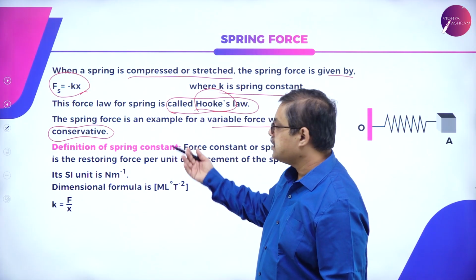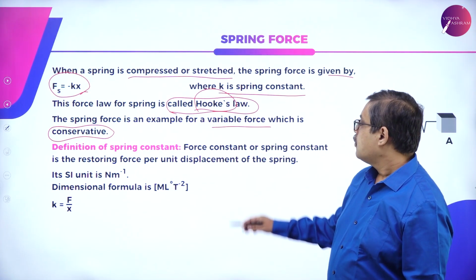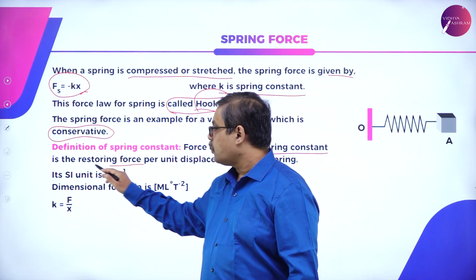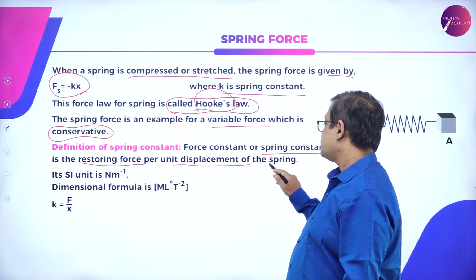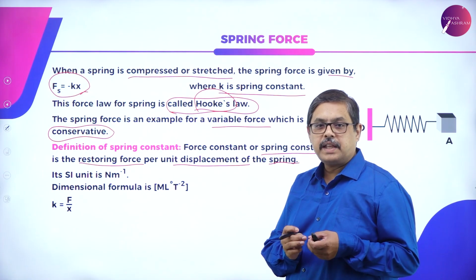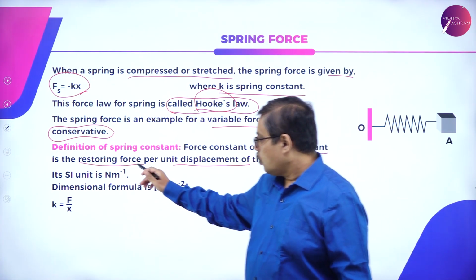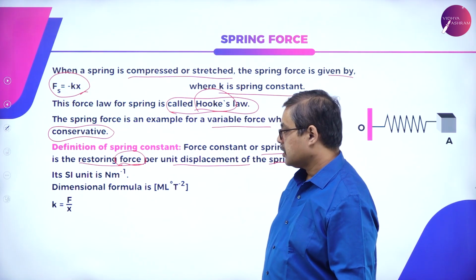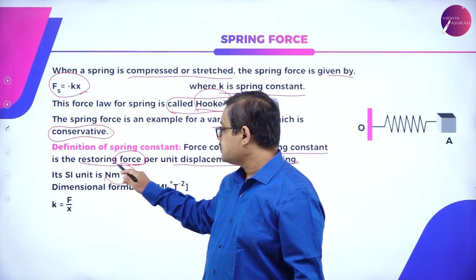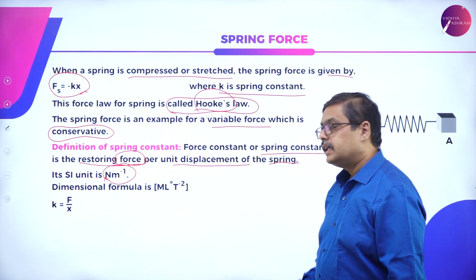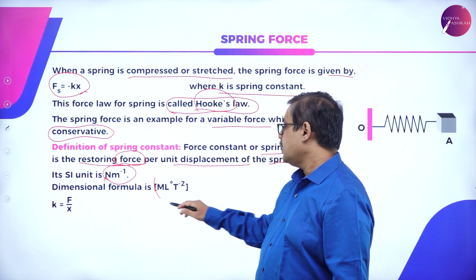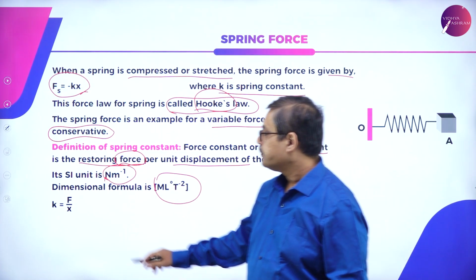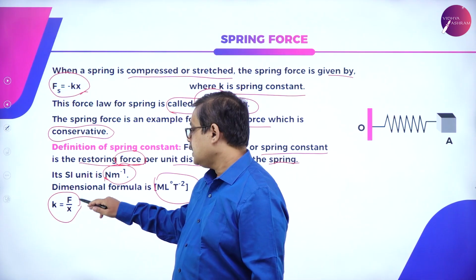So how can I define this spring constant? Force constant or spring constant is the restoring force per unit displacement of the spring. If the spring is displaced by 1 unit, whatever is the force that is exerted, that is called the spring constant. The unit for spring constant is Newton per meter. The dimensional formula is M L to the power 0 T to the power minus 2. K is given by F by x.